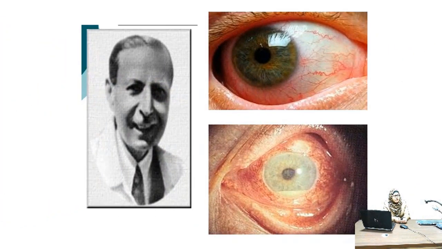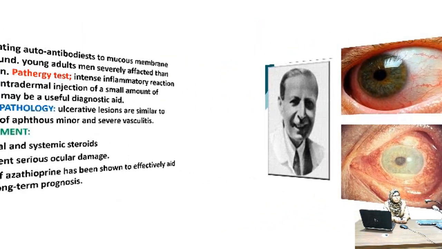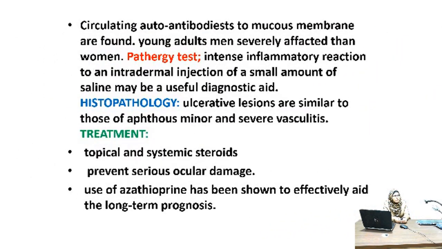مثل ما نشوف هنا راح نشوف عندنا lesion ocular involvement and this is a picture of the Behçet doctor that discovered this lesion. Circulating autoantibodies to the mucous membrane are found. Young adult men have severely affected than women. Pathology test راح نصير نقدر نميزها عن طريق الباثولوجي تيست هذا الديزيز اللي هي حصير عبارة عن intense inflammatory reaction to intradermal injection for a small amount of saline may be useful in diagnostic aid.